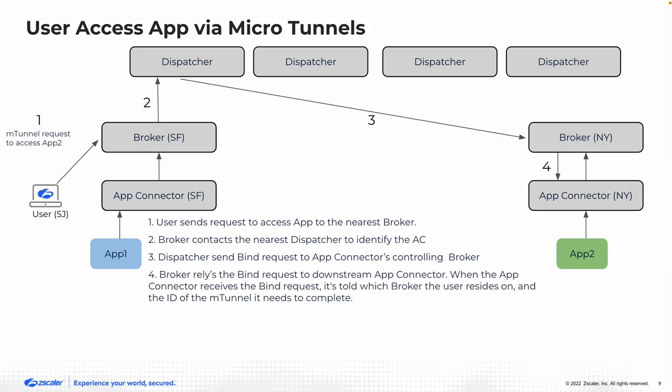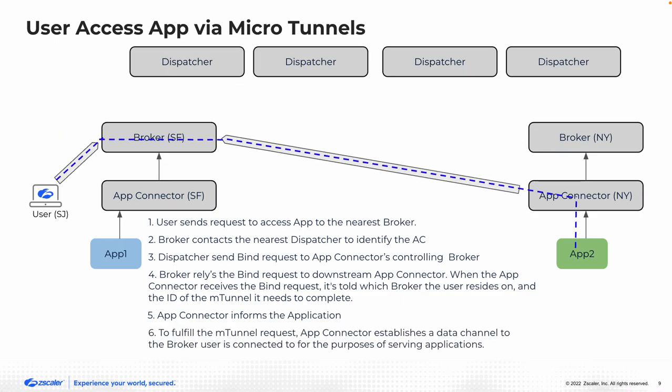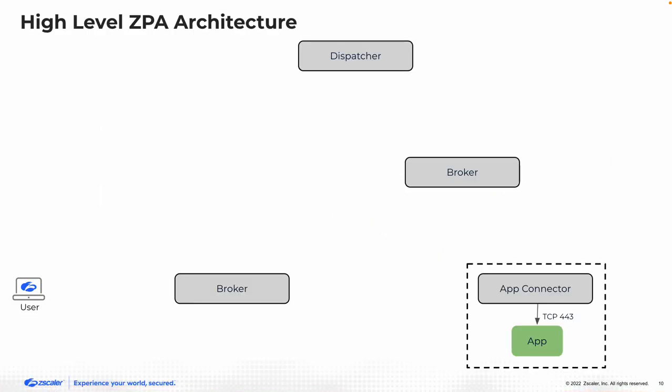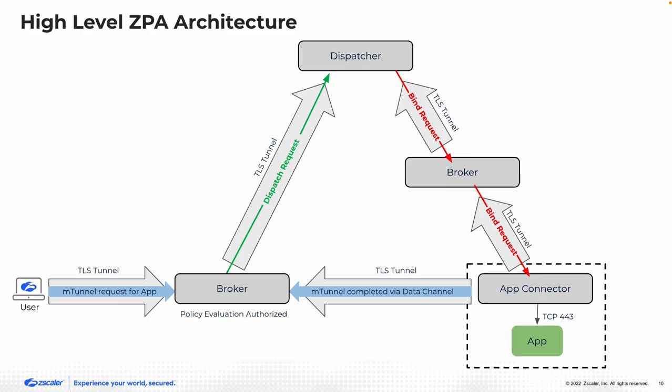The broker relays the bind request to the app connector and tells which broker the user resides on and the ID of the microtunnel it needs to complete. The app connector checks the app and establishes the microtunnel to the broker that the user is connected to. To recap the flow we covered, the microtunnel is created as the user sends the application request, policies are evaluated, the broker sends the dispatch request to the closest dispatcher, the dispatcher sends the bind request via broker to the app connector, and the app connector completes the microtunnel, which is stitched by the broker.